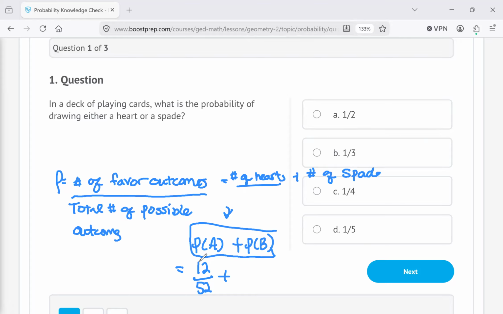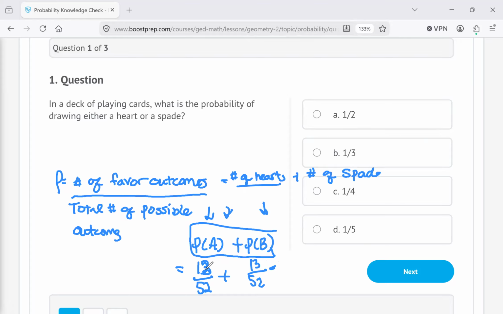Right, I was wrong. There are 13 hearts in a deck of cards. So I'm going to do 13/52 for the P of A. And then for the P of B, I think there's also 13. What's the other one? Spade. There's also 13 out of 52.